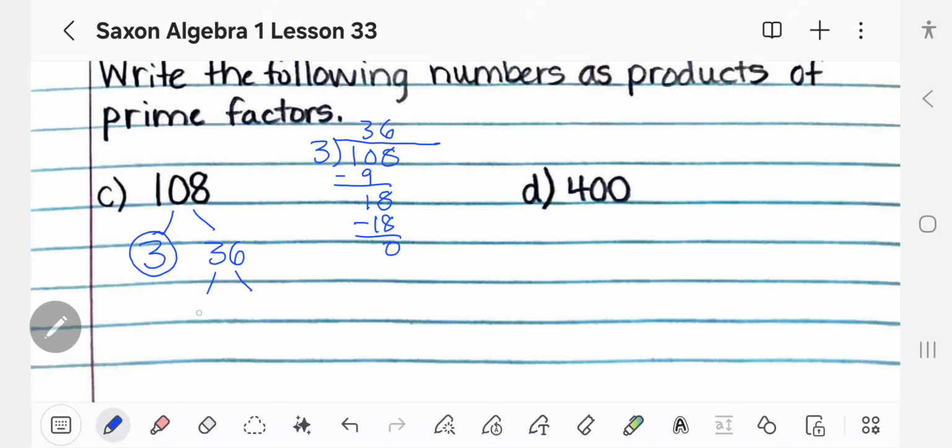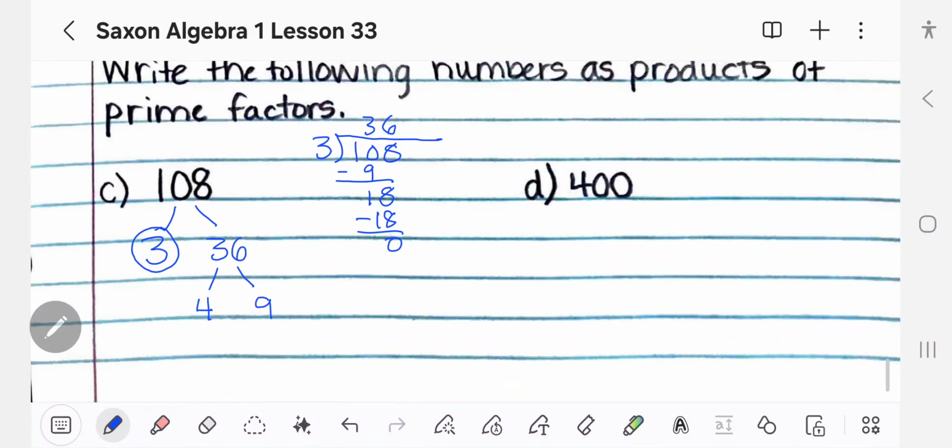I'm thinking, how about 4 times 9? You could have done 2 times 18. 3 times what would that be? 12? Yeah. Sorry, memory lapse for a second there. There's lots of things you could do. But neither of those is prime, so let's break those down.